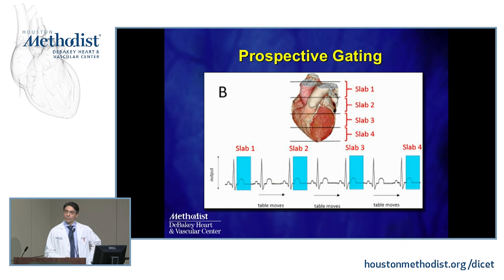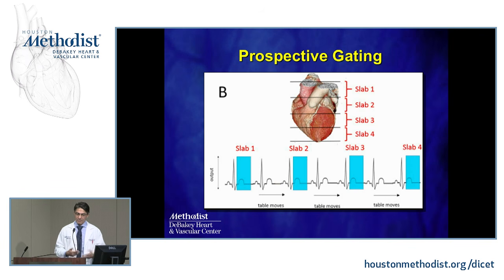Slab 1 is taken over 1 heartbeat. The table moves. Then slab 2 is taken over the next cardiac cycle. The table moves. Slab 3 is taken. The table moves. Slab 4 is taken. So you get an actual stitching of information. So you create an image from, if it's an image of 4 pieces, those 4 pieces are put together.